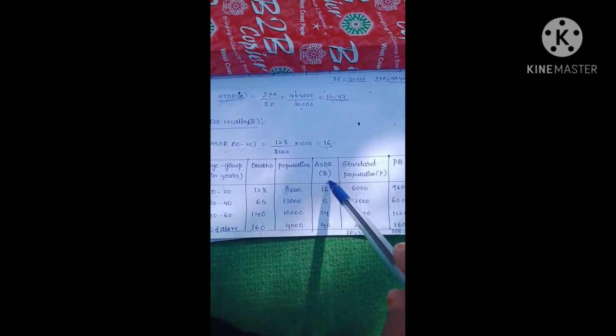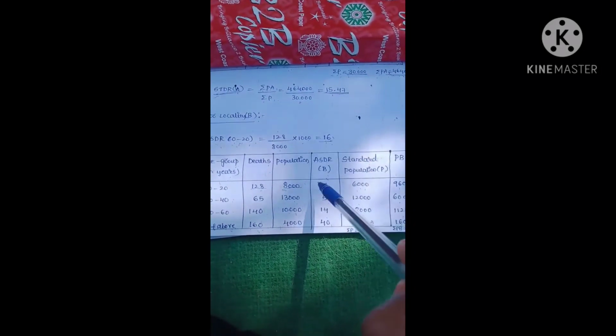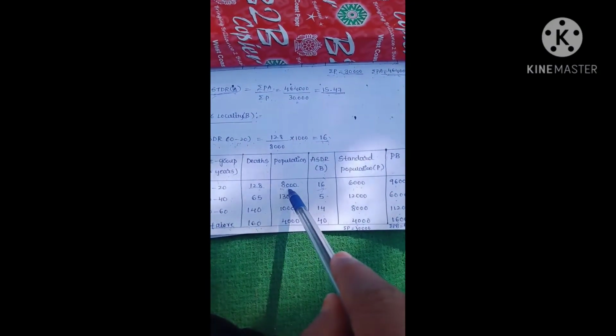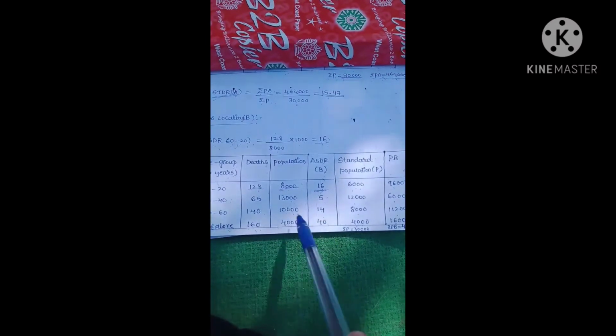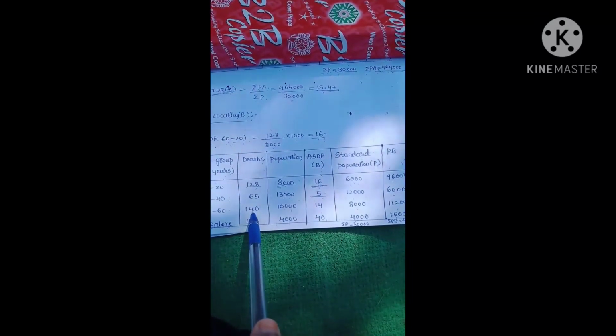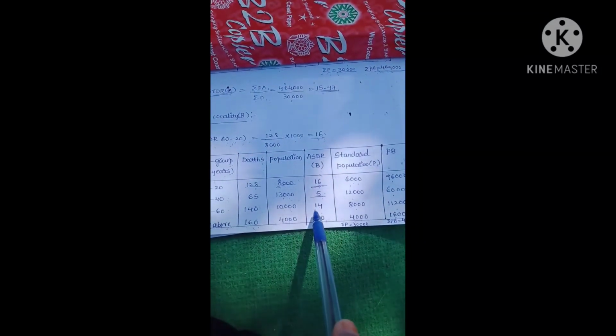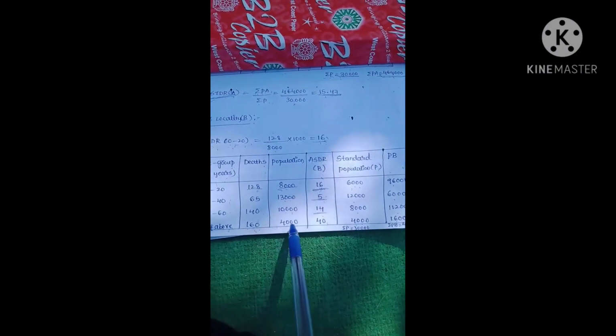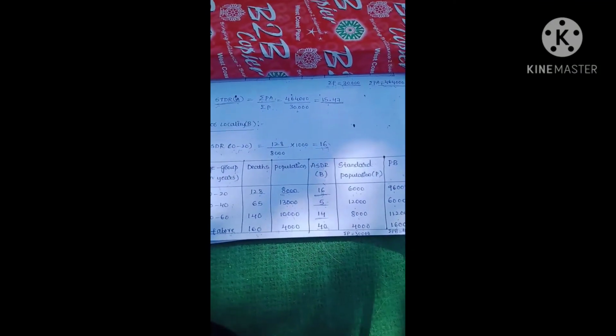Next, ASDR B. We have to calculate ASDR B here. ASDR B means 16. How do we find 16? We solve it as in the above table: deaths divided by population into 1000. Then we get the value of 16. Next, the remaining three: 65 divided by 13,000 into 1000, then we get 5. Next, 140 divided by 10,000 into 1000, then we get 14. Next, 160 divided by 4,000 into 1000, then we get 40.